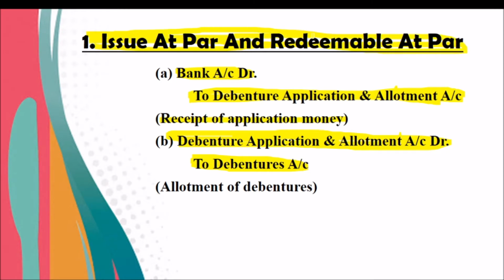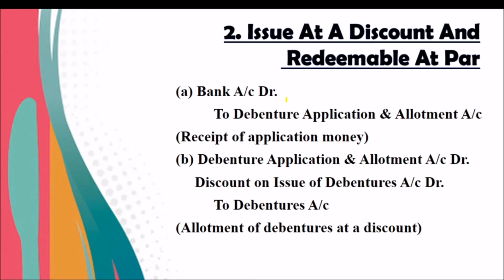That is the first case. Remember all these two entries. Second case, issued at discount. Debenture issued at discount but redeemable at par. The first entry will be the same: bank account debit to debenture application and allotment for the receipt of application money.